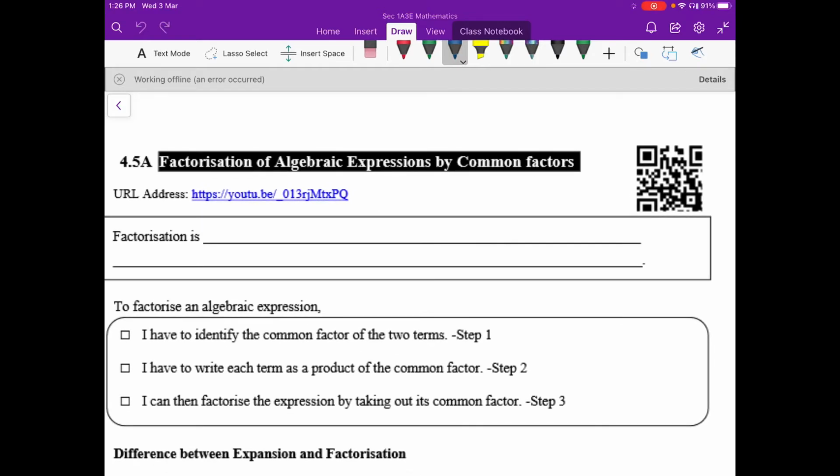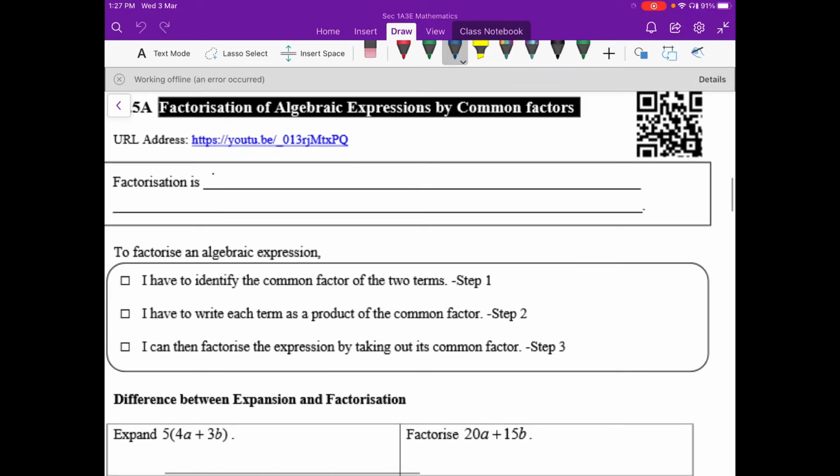Okay, so let's start. 4.5a, the first blank. Factorization is the reverse of expansion. What we did in the previous set of notes was expansion, your rainbow method. Now it's just the reverse. If you know how to go from one direction to the other, you should be able to go backwards.